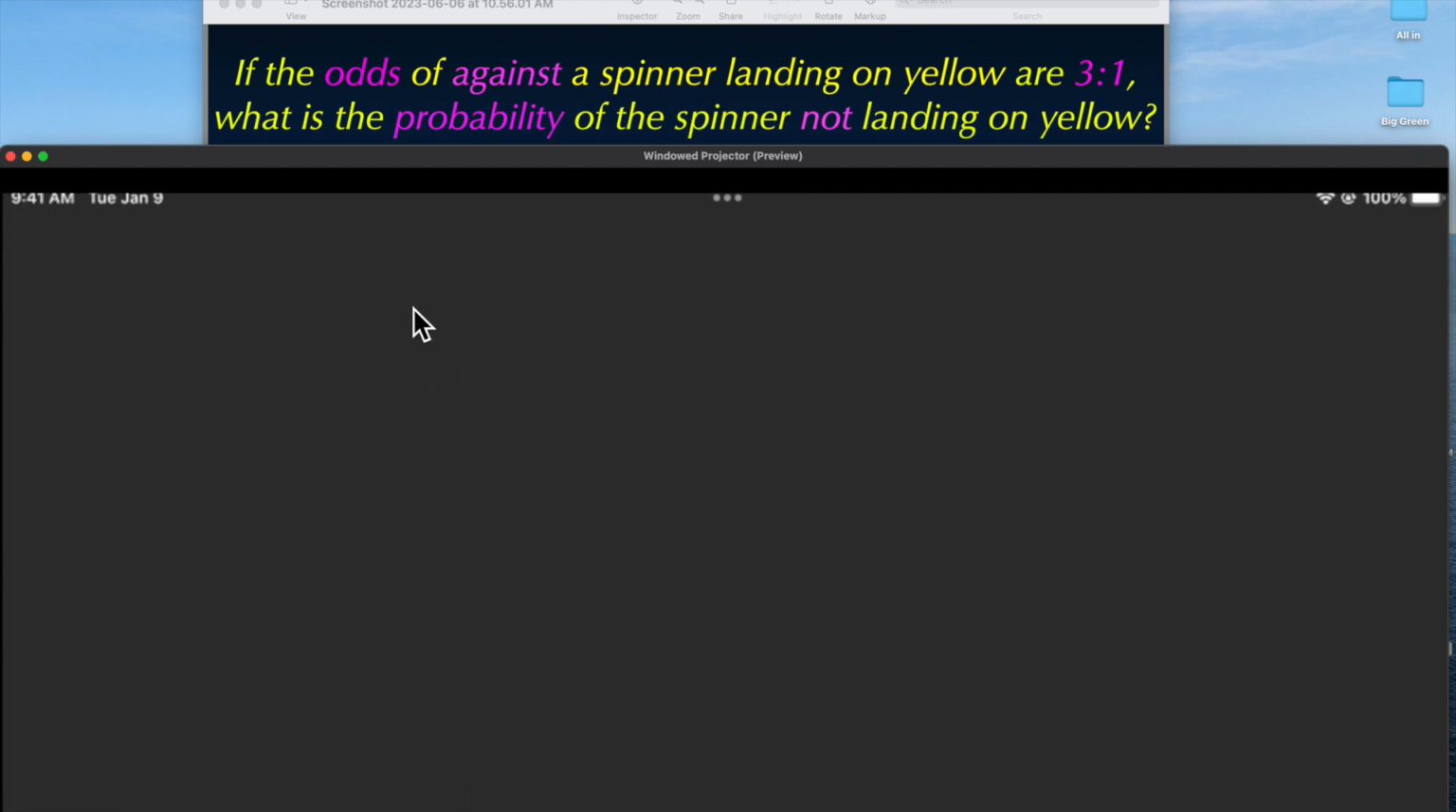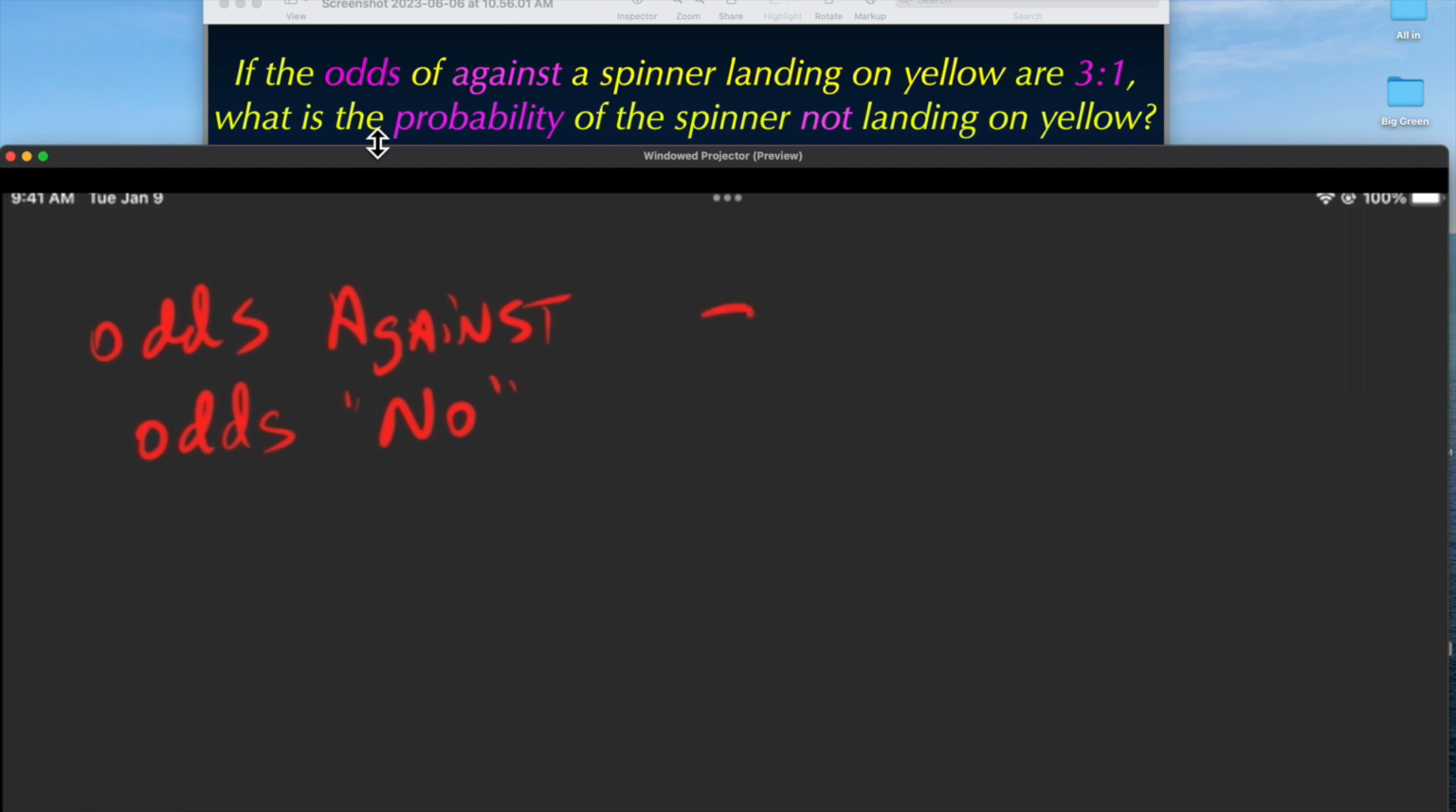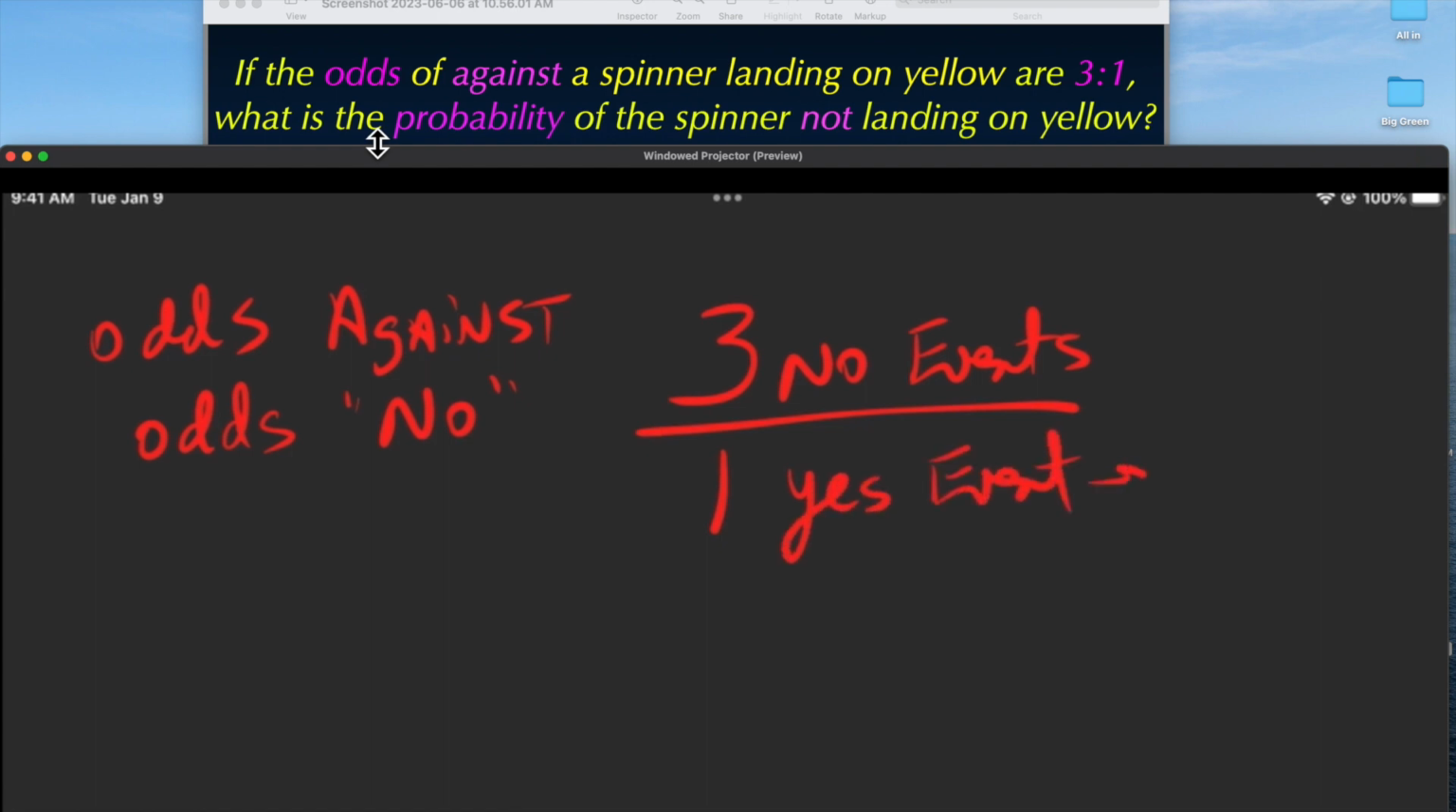Next, we are asked, if the odds against a spinner landing on yellow are 3 to 1, what is the probability of the spinner not landing on yellow? Okay, so if we have odds against, otherwise known as odds of a no event. If it's 3 to 1, that means there's going to be 3 no events for every 1 yes event. So this would mean that it does land on yellow. This would mean it does not land on yellow.